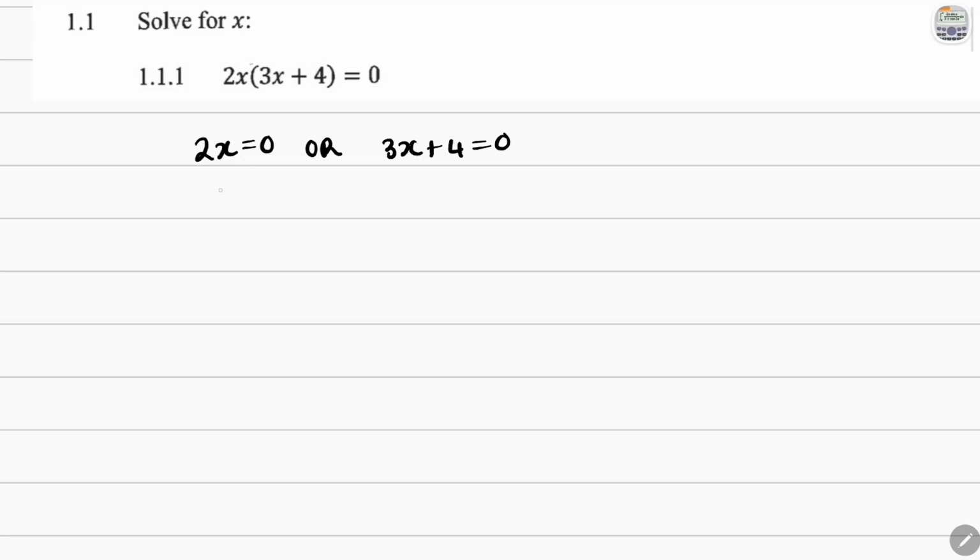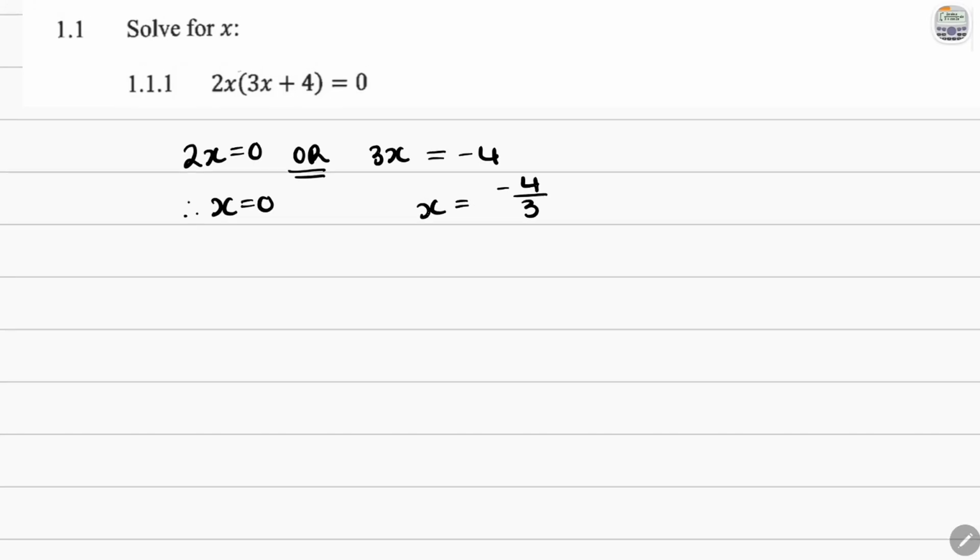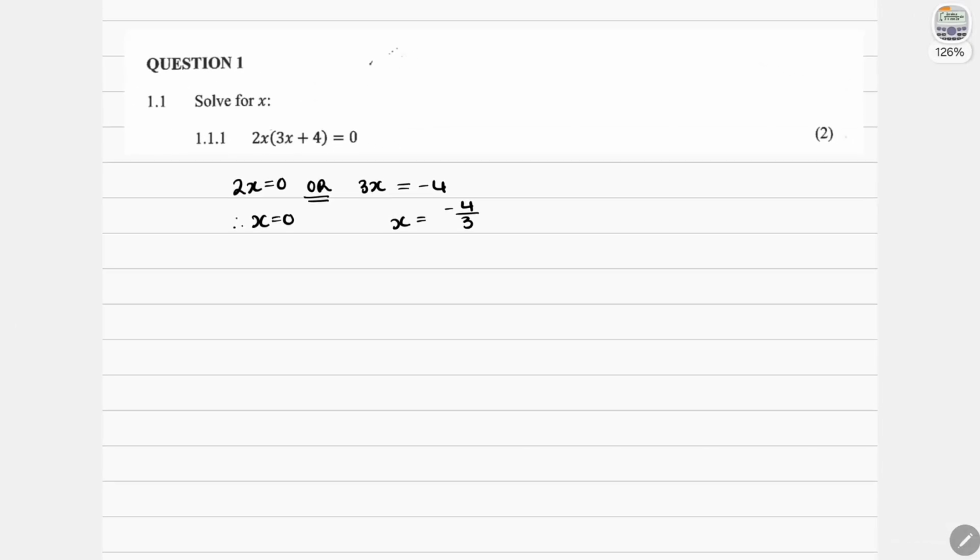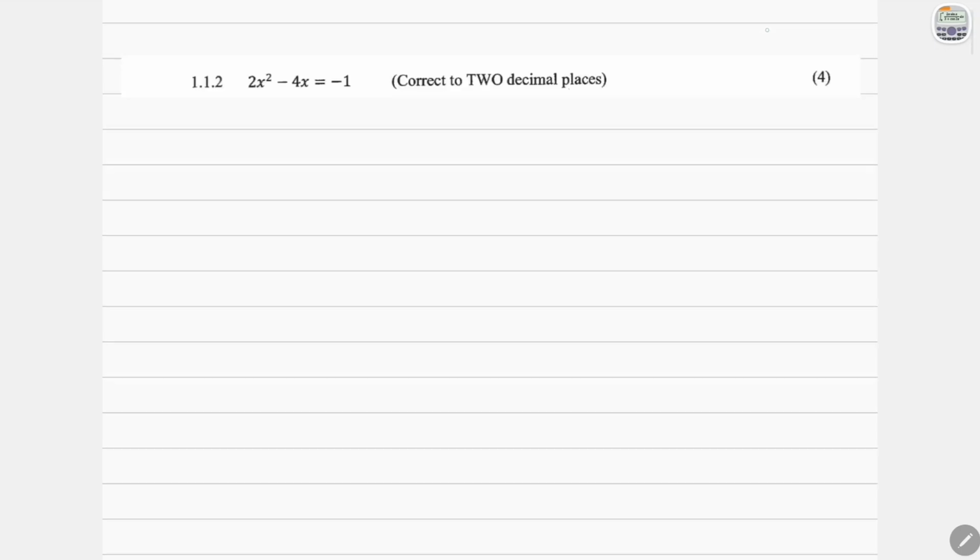So here to solve for x, we'll divide both hand sides by 2. Therefore, x is equal to 0. Or we can transpose that 4, so it becomes negative 4, and then divide both hand sides by 3. Therefore, x equals negative 4 over 3. And that is our answer. Moving on to the next question.